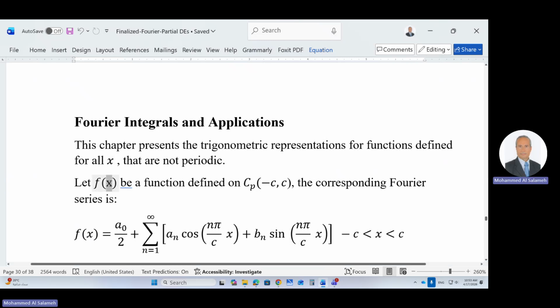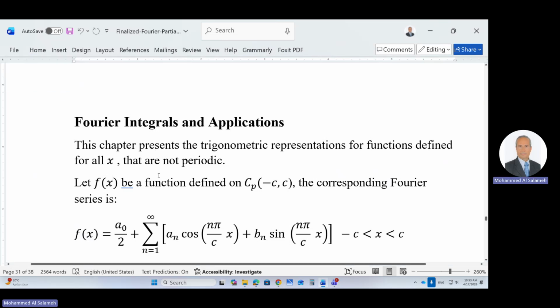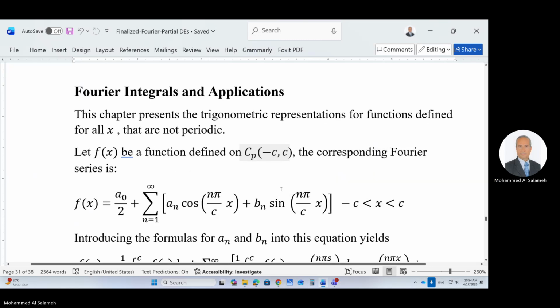Now let f of x be a piecewise continuous function defined from minus c to c. I want to derive the Fourier transform from the Fourier series, where I put here minus c and c, and then I will assume that c goes to infinity, or take the limit as c goes to infinity.